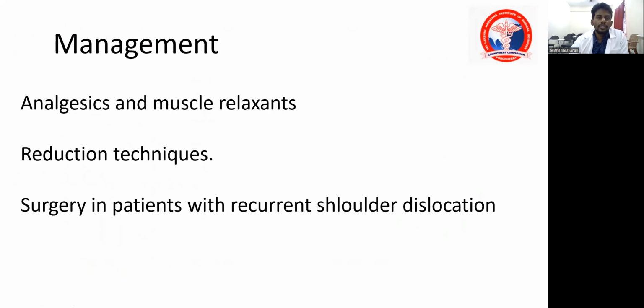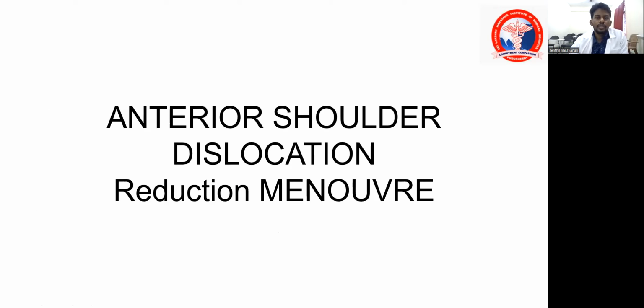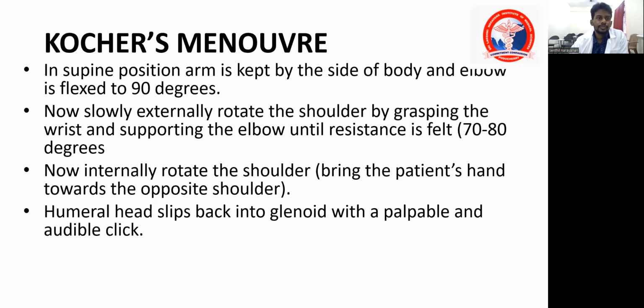Now, how do we manage the dislocations? Initially, management in orthopedic emergency consists of analgesia and muscle relaxation. Once the patient is relaxed, then we perform a reduction maneuver. Surgery is indicated in patients with recurrent shoulder dislocation. Anterior shoulder dislocation reduction maneuver: this is the Kocher maneuver.